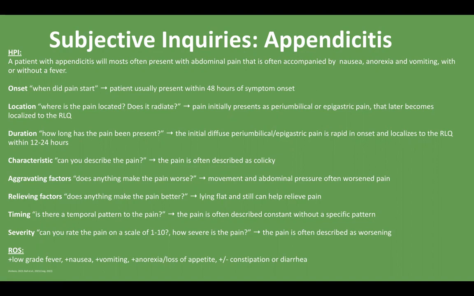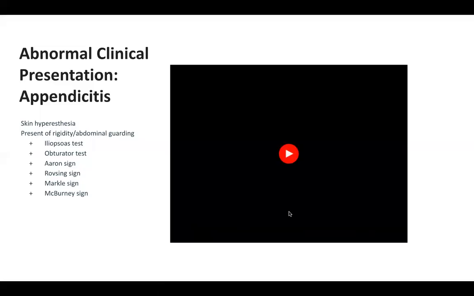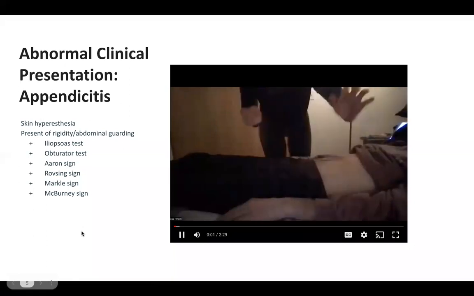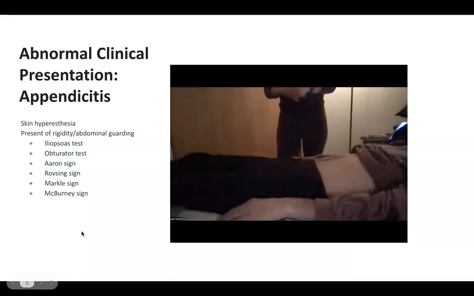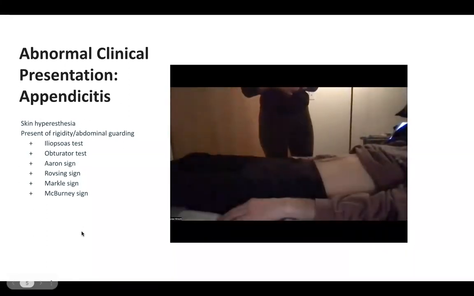Positive findings on a review of systems include low-grade fever, nausea, vomiting, anorexia, and loss of appetite, as well as constipation or diarrhea. So a patient with appendicitis will present with either epigastric periumbilical pain or more localized right lower quadrant pain. Taking note of this, these areas should be examined last during the abdominal exam.